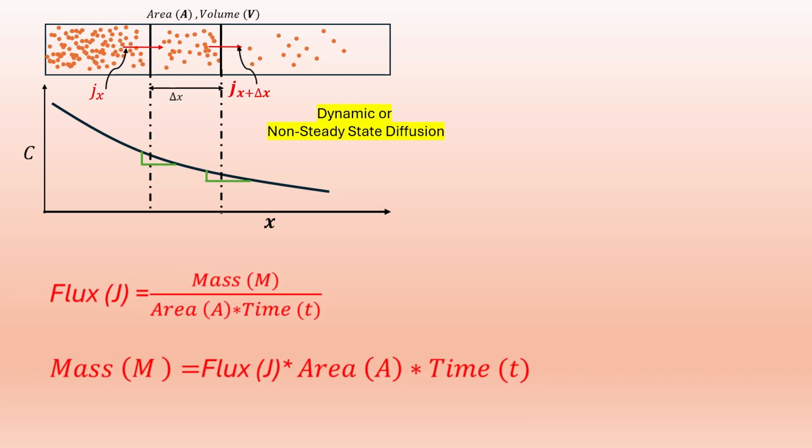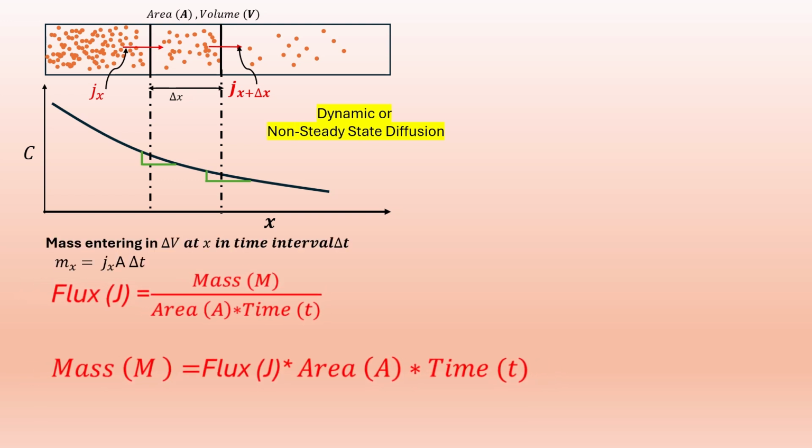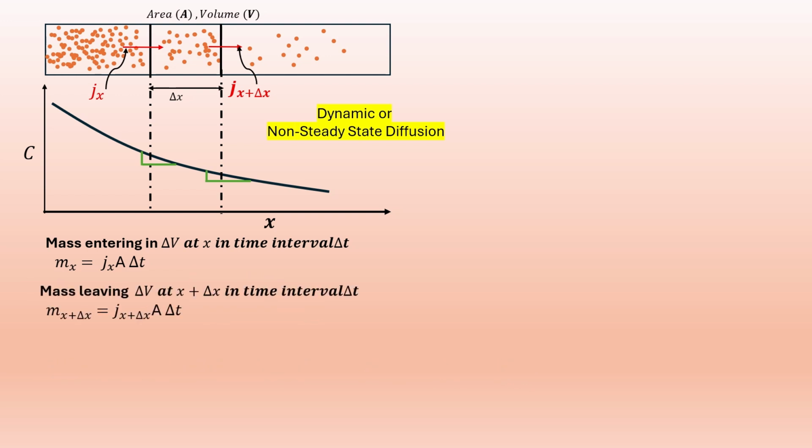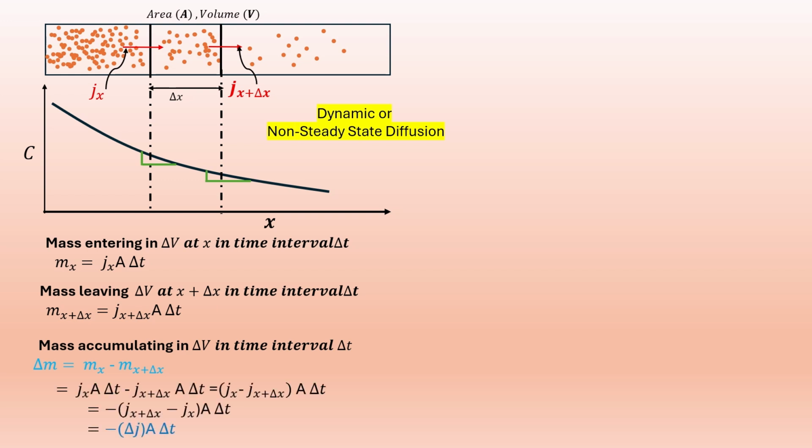Thus, using this, we can write mass entering the region shown by delta x as Jx multiplied by area A and time delta t. And mass leaving in delta x is Jx plus delta x multiplied by area A and time delta t. Now the mass accumulated in region delta V in time delta t can be calculated by subtracting Mx and Mx plus delta x. It comes out to be minus delta J multiplied by A and delta t, and is shown by blue color.